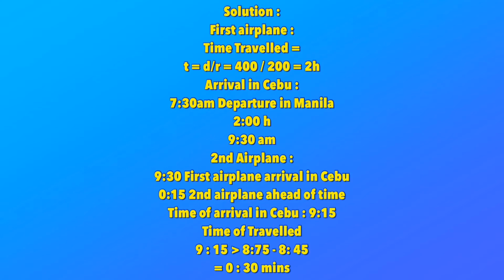Then the time of arrival in Cebu of the second airplane must be 9 hours and 15 minutes in the morning. So for the travel time from 9:15, we're going to subtract. 9:15 becomes 8 and 75. Then we are going to minus the 8 hours and 45 minutes. So 8 and 75 minus 8 and 45, we have 30 minutes, the time of travel of the second airplane.